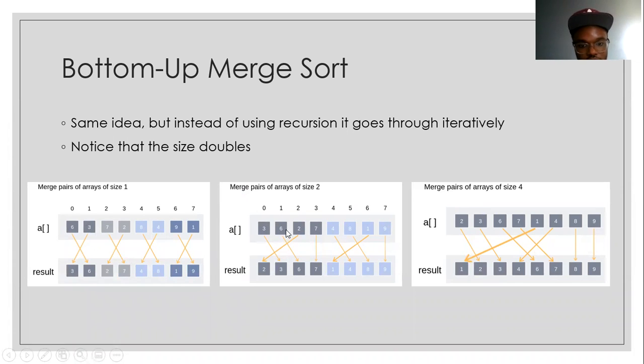And so 3 goes here, 6 goes here, 2 goes here, 7 stays in the same spot. 4 goes here, 1 goes here, 8 goes here, and then 9 stays in the same spot. And then we take this again, and then we bring it up here. And then 2 goes here, 3 goes here, 6 goes here, 7 goes here, 1 goes to the beginning, 4 goes here, 8 goes in the same spot, and 9 stays in the same spot.